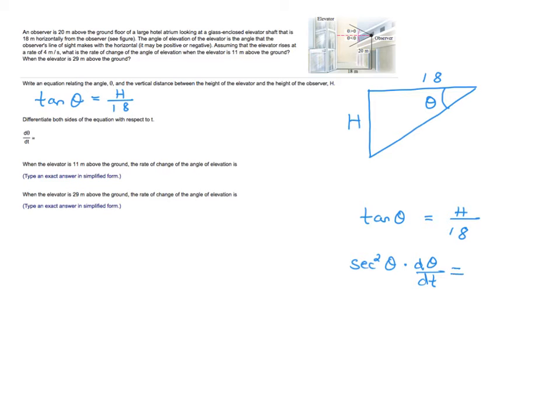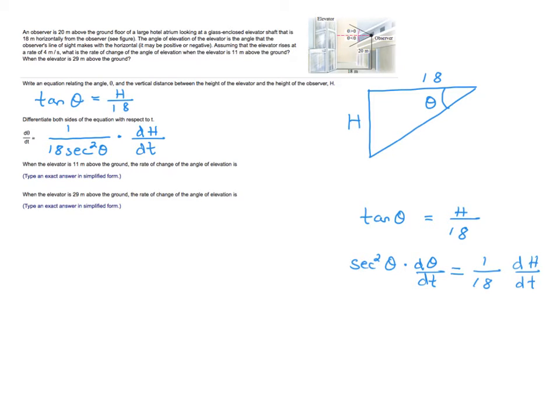On the other side of my equation, I can think of this 18 in the denominator as 1 over 18. So I'll take the derivative of h with respect to t and multiply it by 1 over 18. Turns out this side is pretty simple too. We get 1 over 18 times dh dt. And since we want to solve for d theta dt, I'll take secant squared, divide it, and place it in the denominator here. So this is our expression: d theta dt is 1 over 18 times secant squared theta times dh dt.